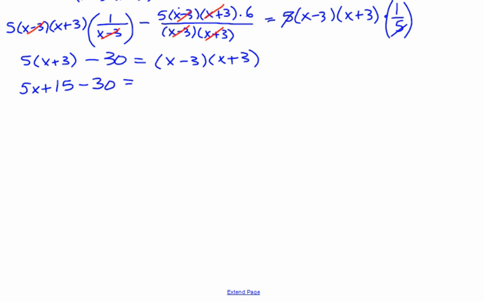We have to FOIL here. So x times x, x squared, plus 3x, then negative 3 times x, negative 3x, and then negative 3 times positive 3. Nope, times. Negative 3 times positive 3, negative 9. Okay, if we have an x squared, everything has to be on one side.